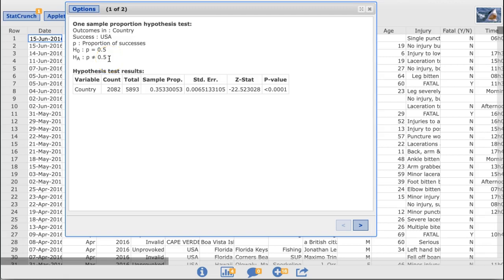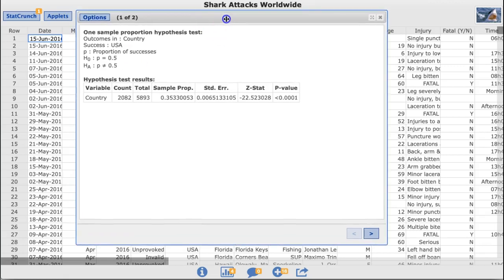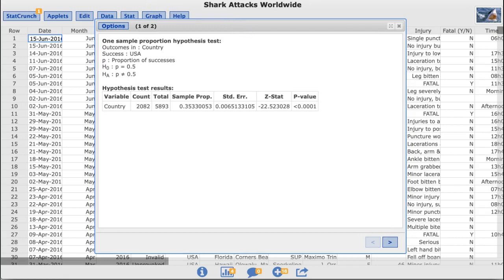Okay, I just wanted to show you that example in StatCrunch really quickly, and we'll have some more examples later.